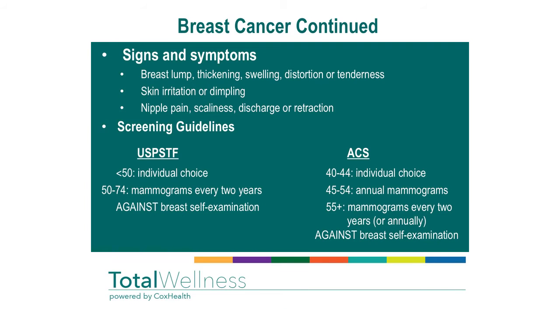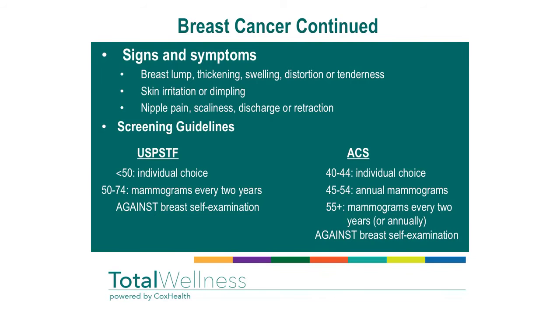So screening guidelines. Over the last few years, there's been all sorts of controversy regarding when people should have mammograms. There's 2 different aspects here. The first one is the United States Prevention Safety Task Force, and they have recommended that if you're under the age of 50, it's your choice on whether you should have mammograms at all. If you're between the ages of 50 and 74, then you should have mammograms every 2 years, and they are against a self-breast examination.